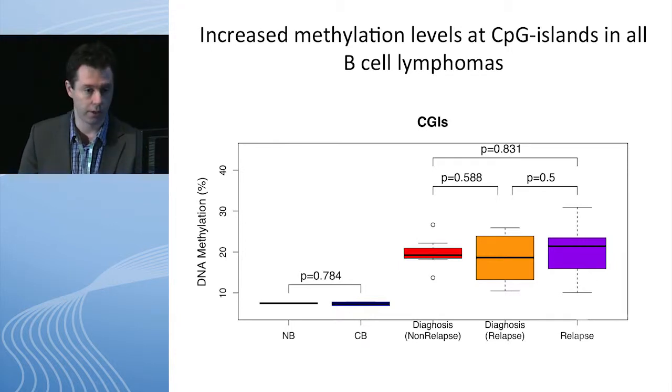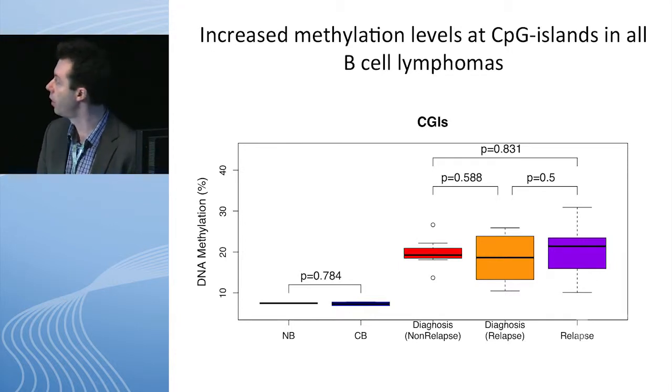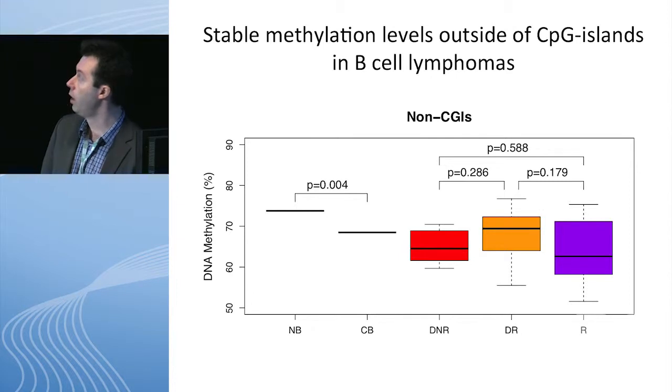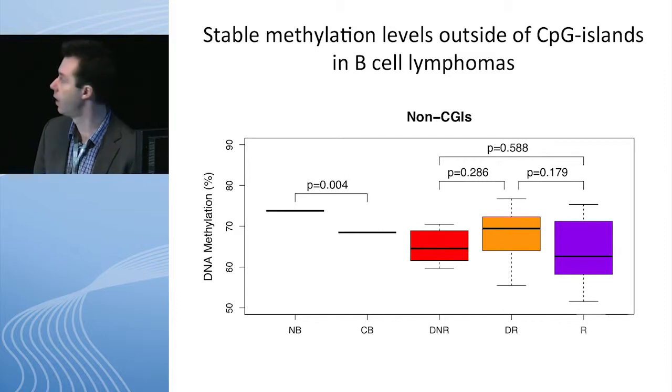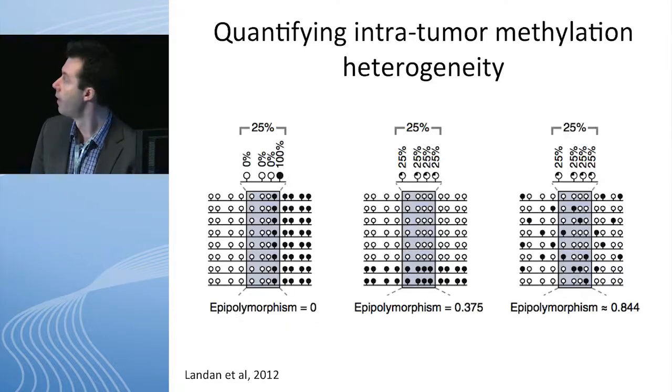And when we do this analysis of DNA methylation in these patients, we recover what other people have recovered. We see increased DNA methylation at CpG-islands. These are very highly CpG-rich regions of the human genome. Increased methylation at CpG-islands is something that you see in B-cell lymphomas. You also see that in many different tumor types. When you look outside of CpG-islands, you tend to see a small decrease in methylation. This is also something that's been seen by others.